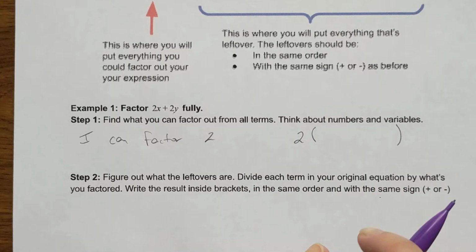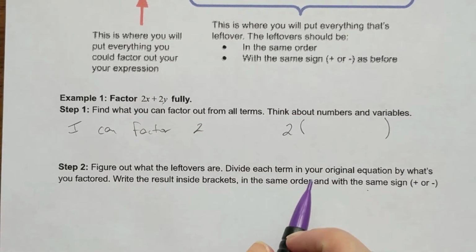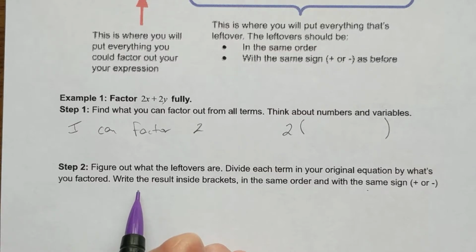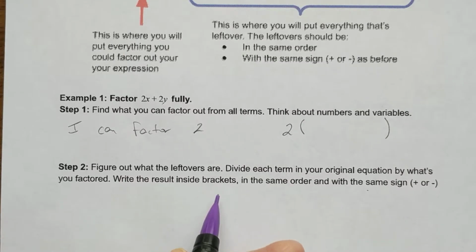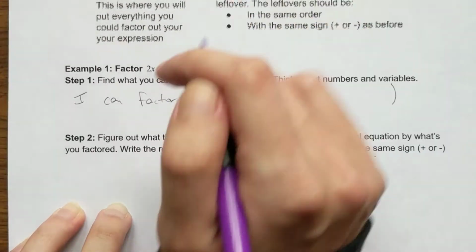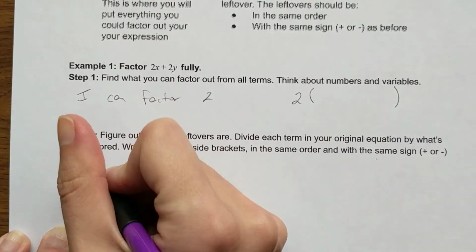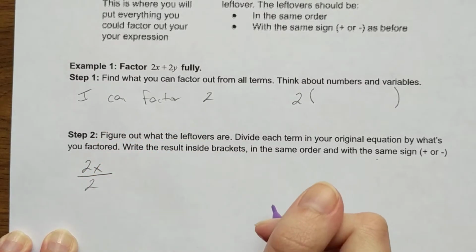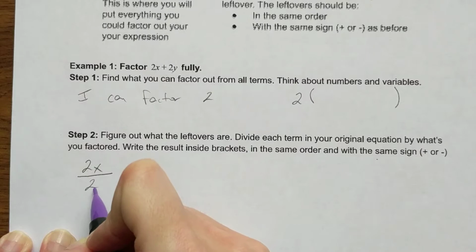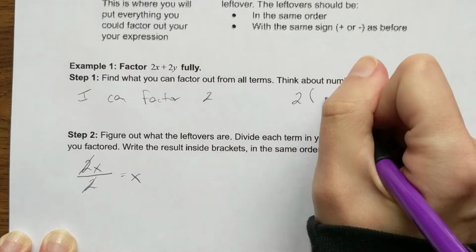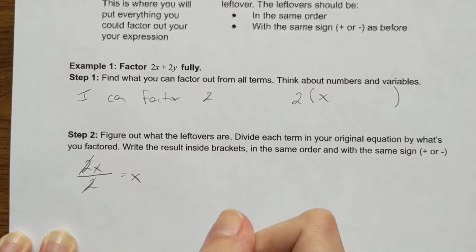Next, I need to figure out what the leftovers are. I'm going to divide each term in my original equation by what I factored. I'm going to write the result inside the brackets in the same order and with the same sign. So let's do that. My first term was 2x. I'm going to divide 2x by 2. Here, I can cross off my 2's and that just leaves me with x. So I'm going to stick an x in my answer.